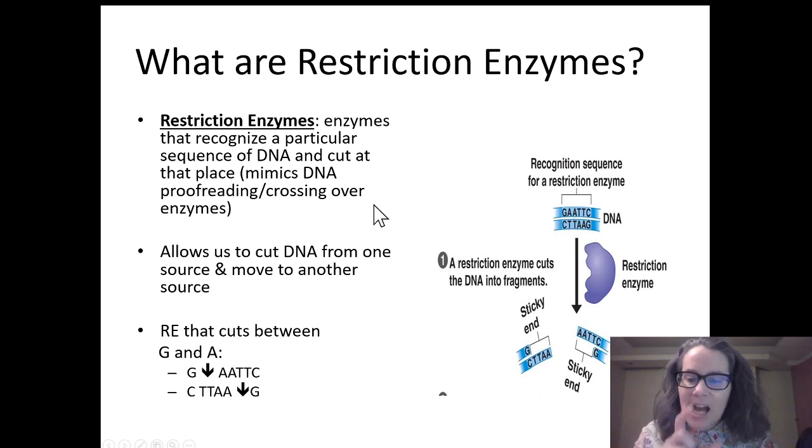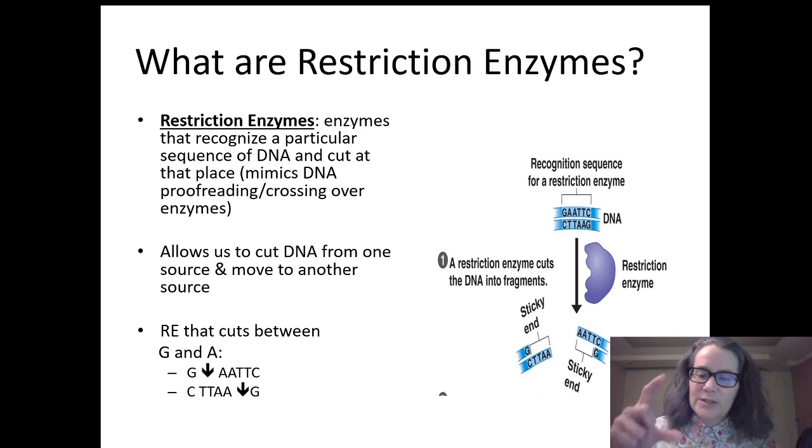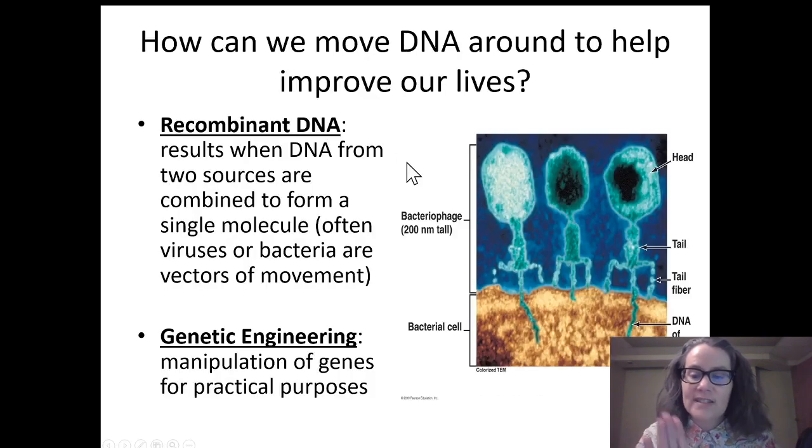Now, if we can cut out a gene of interest, like pesticide resistance, or maybe temperature resistant, like freezing resistance, things of this nature, and if we have vehicles to move that DNA from one location to the next, then we can create something called recombinant DNA. Recombinant DNA results when DNA from two different sources are combined into a single molecule.